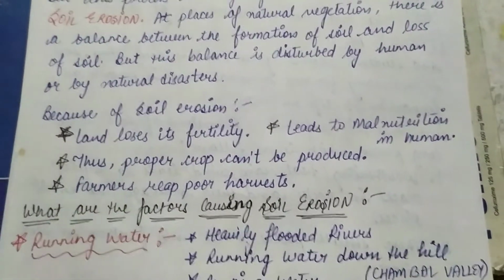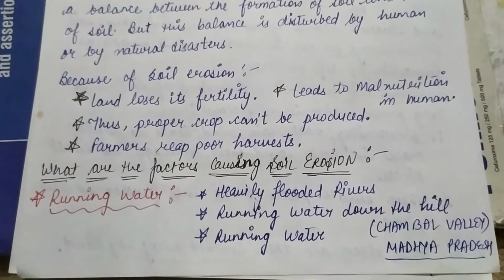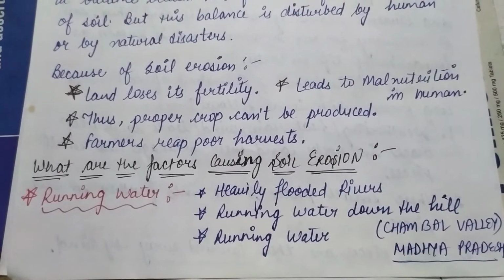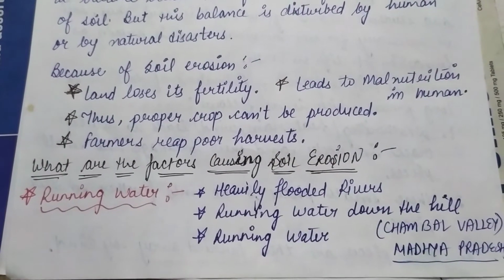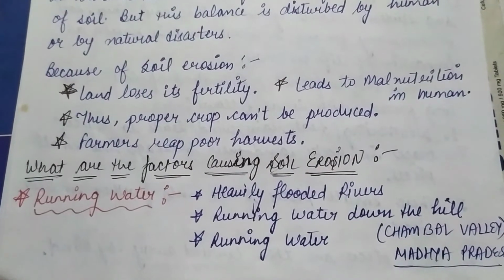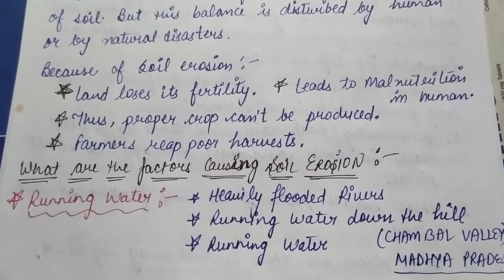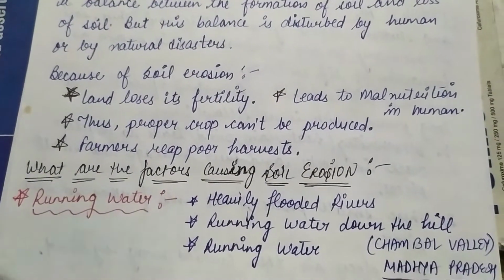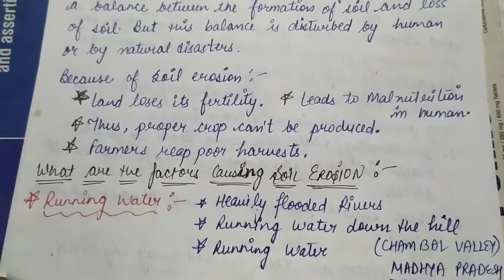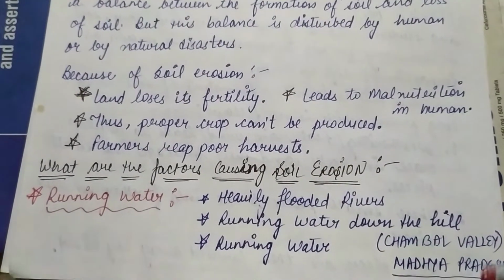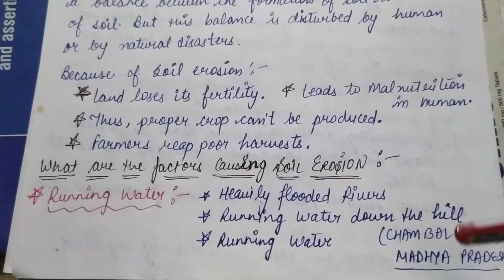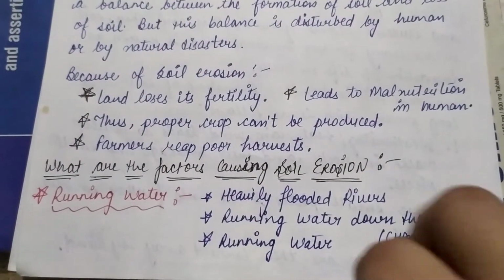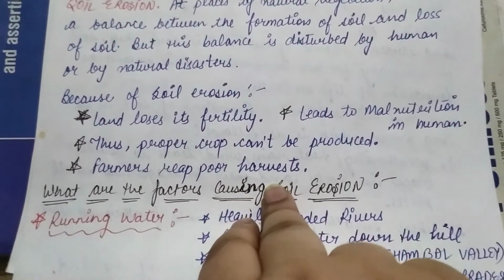Now, what are the main factors which cause soil erosion? First is running water. Now, heavily flooded rivers, running water down the hills, and normal running water of rains, they all carry soil from one place to another and thus cause a lot of soil erosion. For example, Chambal Valley in Madhya Pradesh causes a lot of soil erosion. Then there are many more factors also.